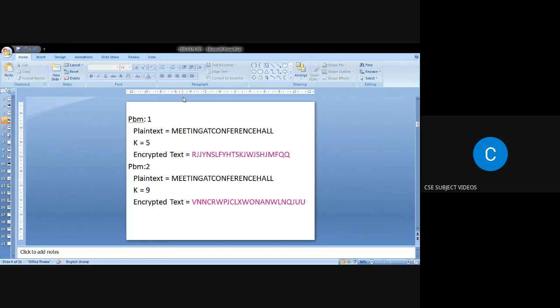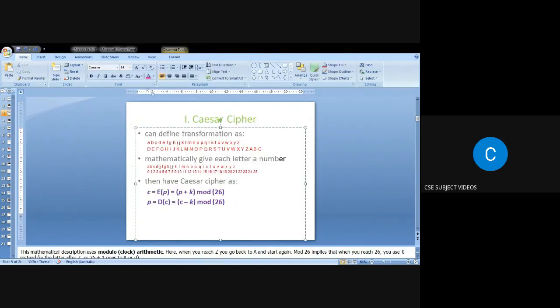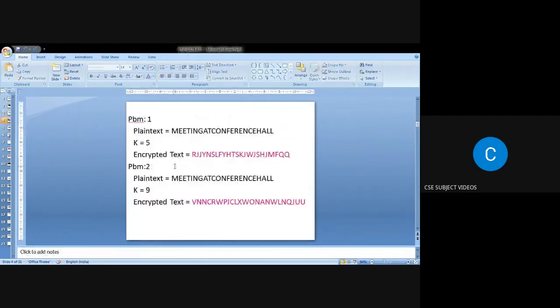Next we go with E. We have to consider the fifth letter to the right of E: F, G, H, I, J. So instead of E, you encrypt as J. Is it clear? Similarly, the second E is also the same. Next is T. When we go with T, we have to go 5 letters right of T.